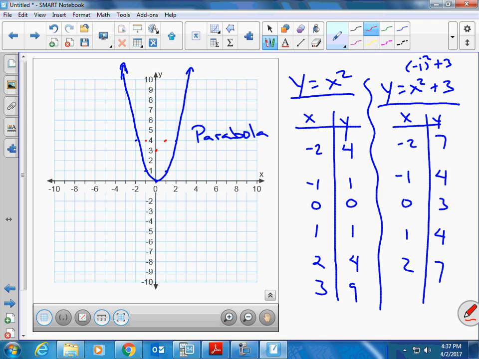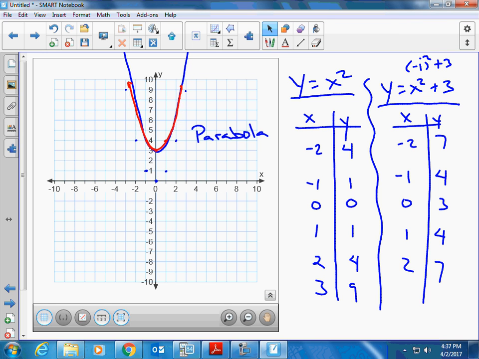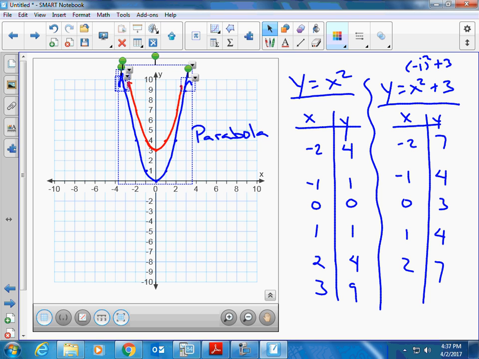When x is 0, y is 3. When x is 1 or -1, y is 4. When x is 2 or -2, y is 7. And I get the exact same graph, but moved up 3. Same shape, but what I really did is I just took this blue graph and I shifted it up 3. That's all that happened. Okay, so that should not be a problem.